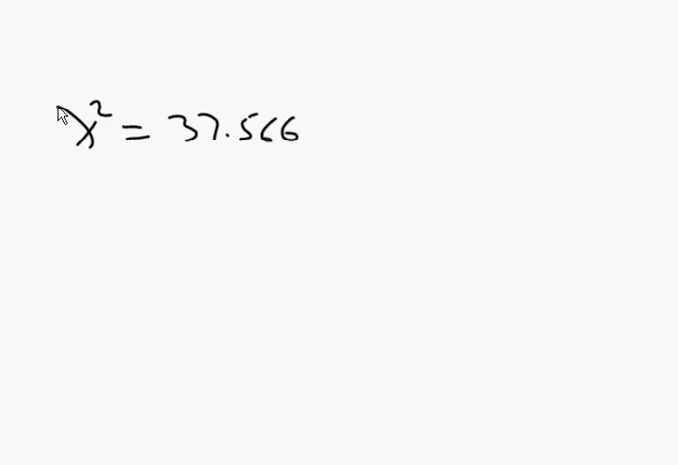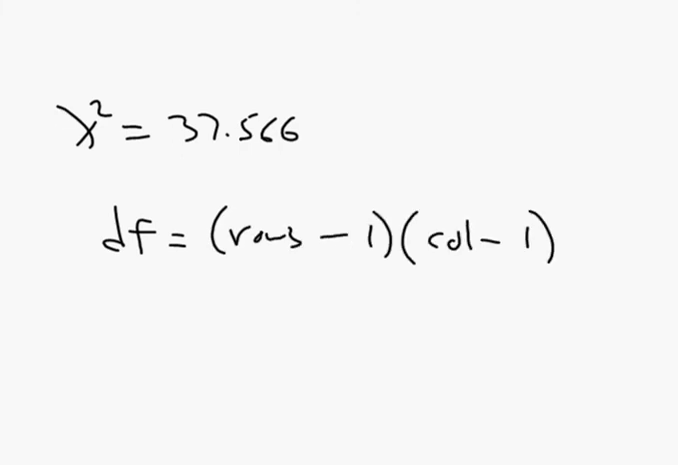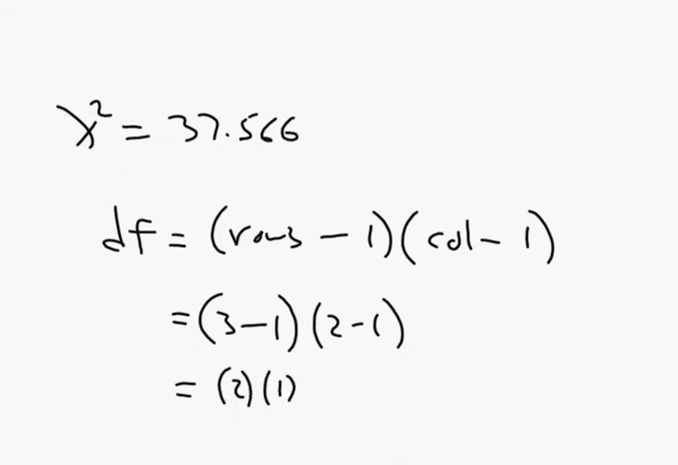37.566. Well, if you went looking at your chi-squared table right now, you wouldn't be able to make any sense of that because we don't know what the degrees of freedom are. So, degrees of freedom. In the case of a two-way table where you're comparing two categorical variables, it's always the number of rows minus 1 times the number of columns minus 1. So in our case, our table had 3 rows and 2 columns. So we're going to have 2 times 1, or 2. There are 2 degrees of freedom for this test.